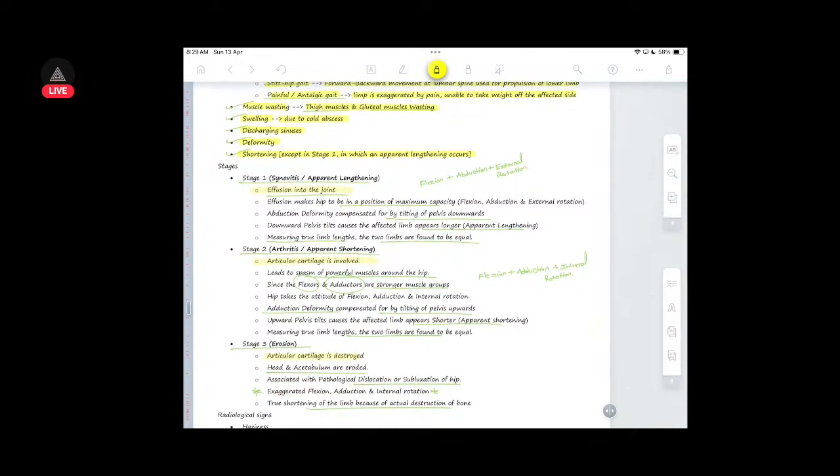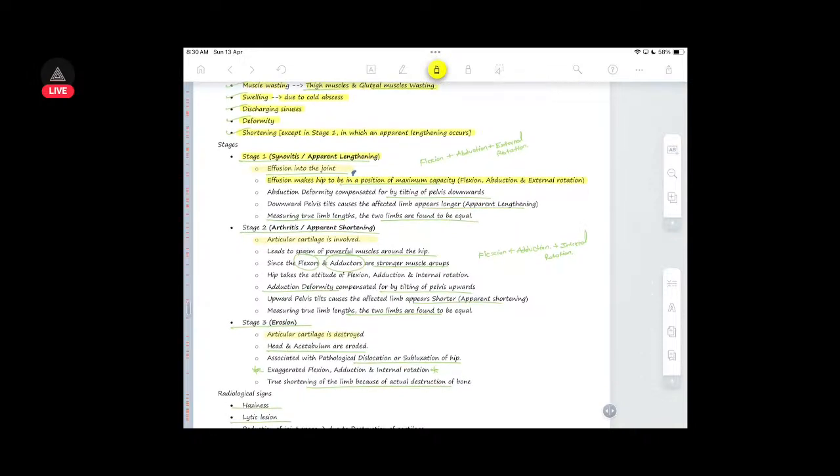Except in stage 1 where there will be lengthening. First there will be lengthening, then there will be shortening. Deformity, discharging sinus, shortening. Okay. So stage 1, synovitis or apparent lengthening. Effusion into the joint will occur, and effusion makes the hip go to the position of maximum capacity: flexed, abducted, and externally rotated. It will put pressure on the bone, and make it flexed, abducted, externally rotated.